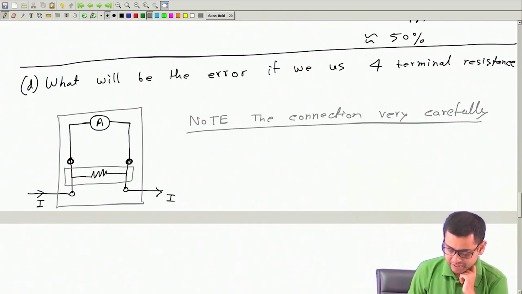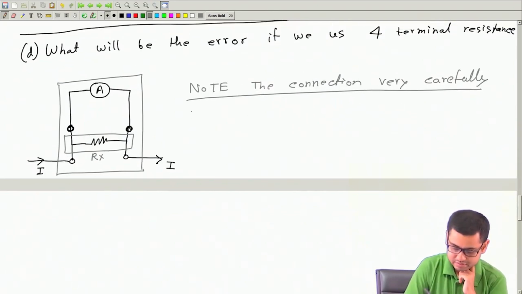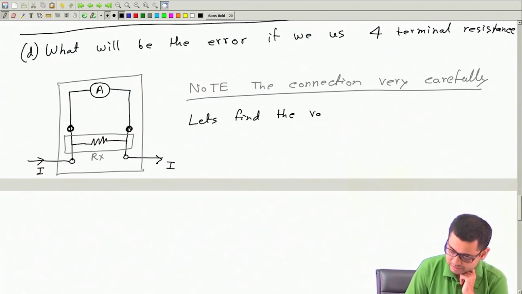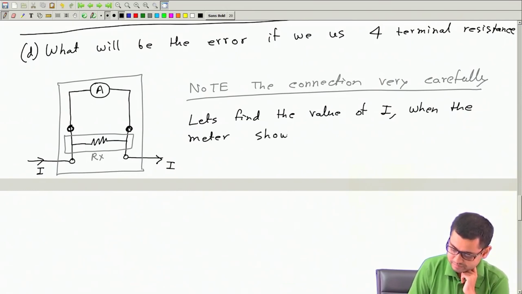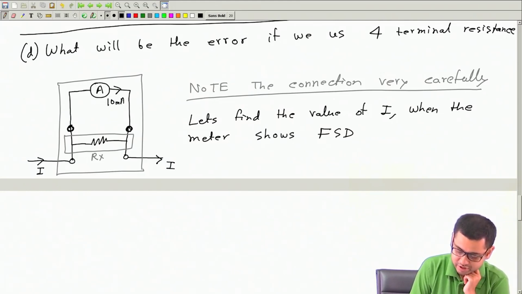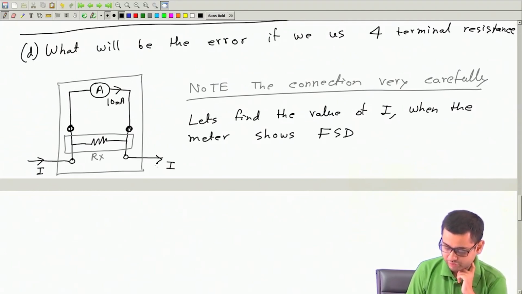Okay, so now what will be the error? So we know this resistance is Rx. Let's find the value of I when the meter shows full scale deflection. So when the meter shows full scale deflection, that means this current must be 10 milliampere, which is the specification of this ammeter. Then the question is, what is this value of this current I?